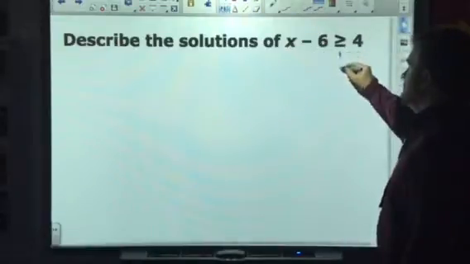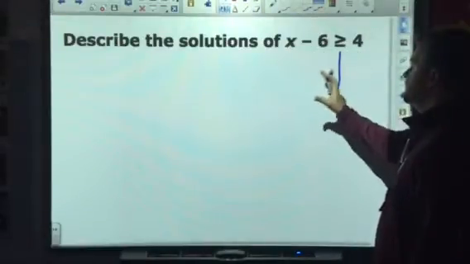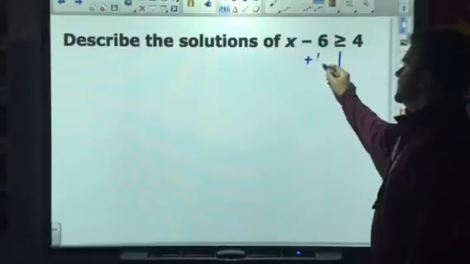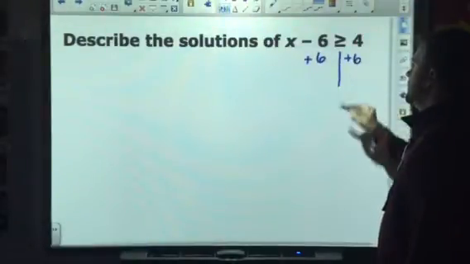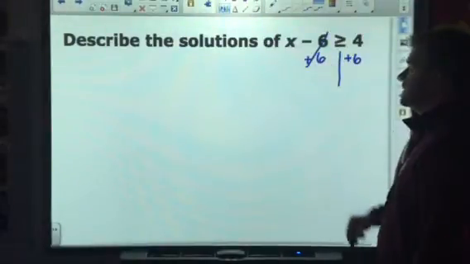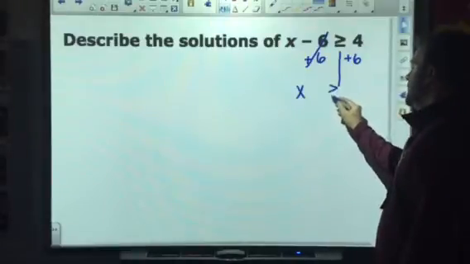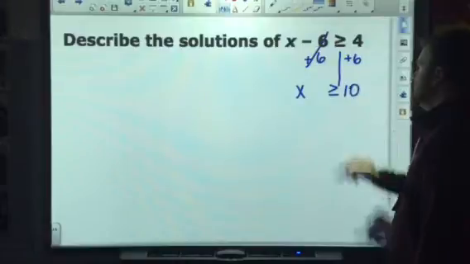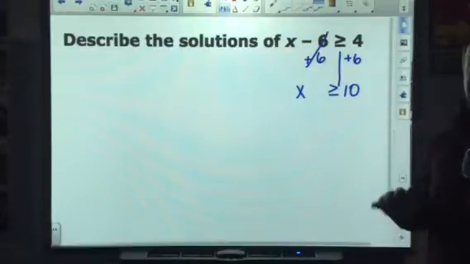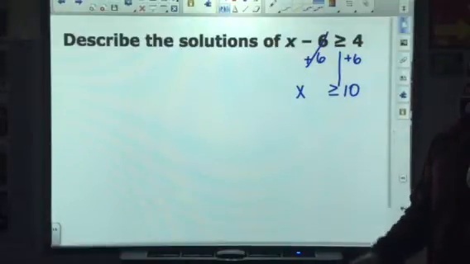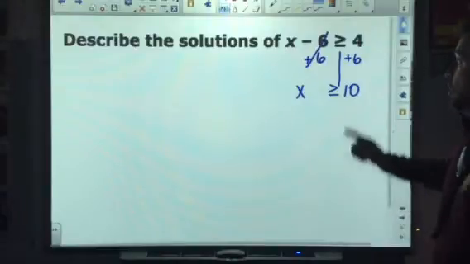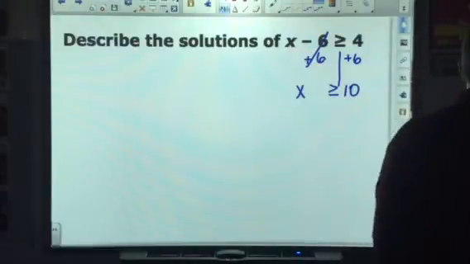So, I'm going to draw my fence so I can keep things isolated. I'm going to add 6 to both sides. And again, my 6's cancel out, and I'm left with x is greater than or equal to 10. What this is saying is that 10, or anything above it, anything that is greater than 10, will be a solution.